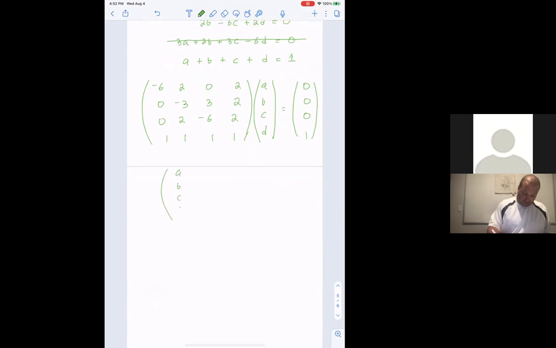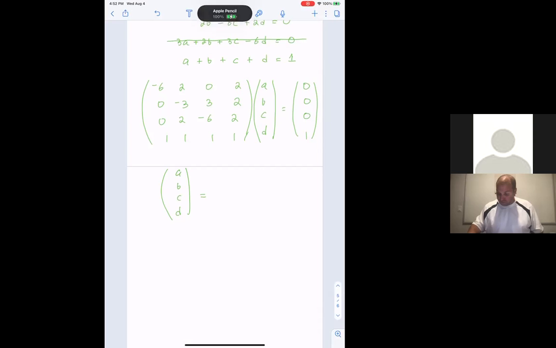Hopefully you recall this. We take the inverse of that matrix and multiply it by 0, 0, 0, 1. So I'm going to go into matrix mode. I'm going to edit another 4x4 matrix. This one is negative 6, 2, 0, 2, 0, negative 3, 3, 2, 0, 2, -6, 2, 1, 1, 1, 1.